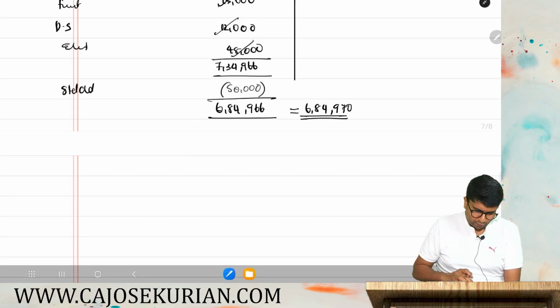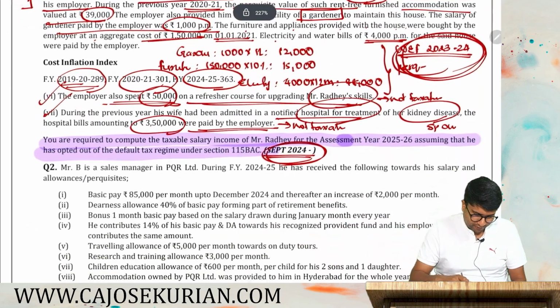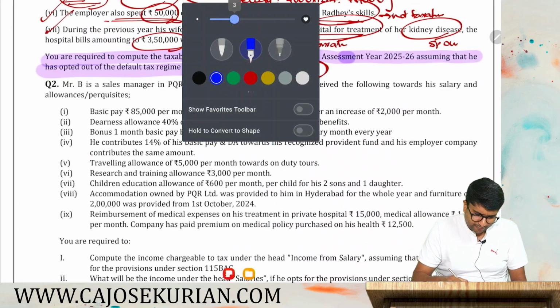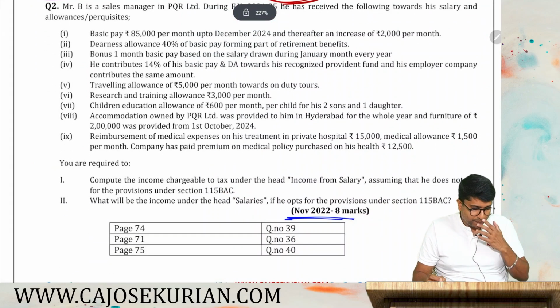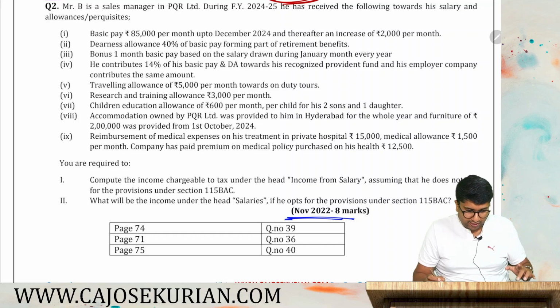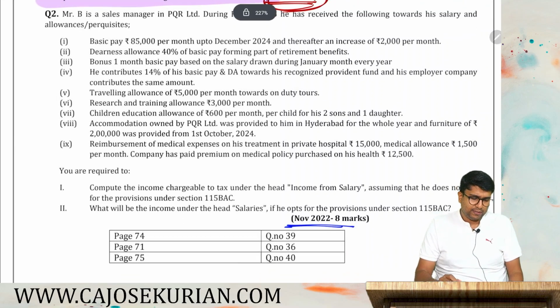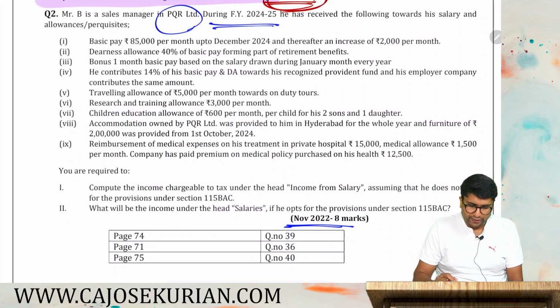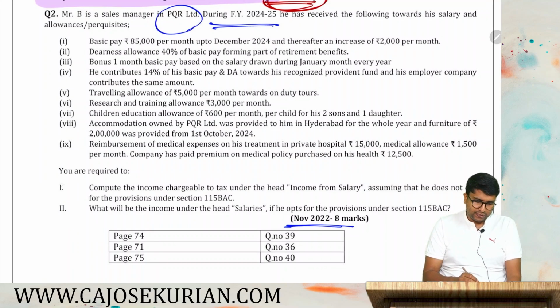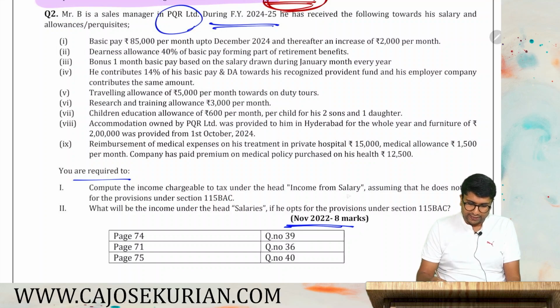So, let's solve one more question, friends. Question number 2 is actually a past exam question, November 2022, which was tested for 8 marks, and let's solve that question as well. Mr. B is a sales manager in PQR Limited. During the previous year 2024-25, he has received the following towards his salary, allowances and perquisites. You are required to compute income chargeable to tax under the head income from salary, assuming he does not opt for the provisions of 115BAC.